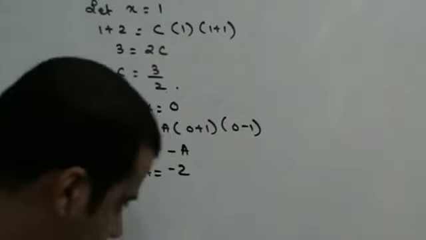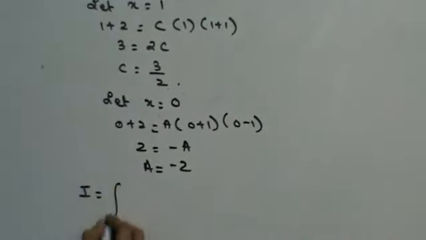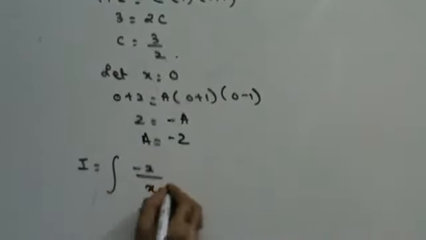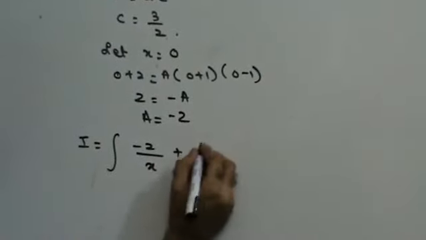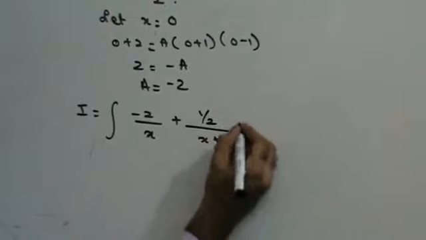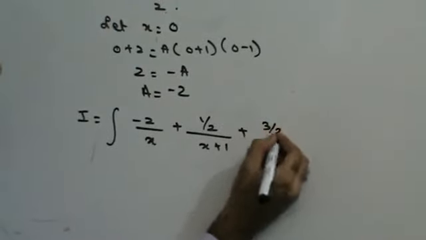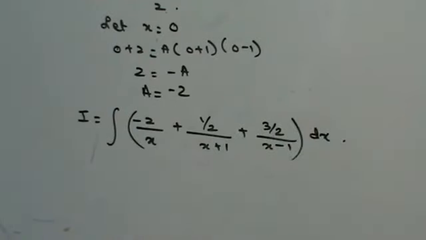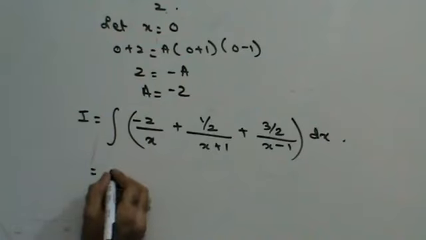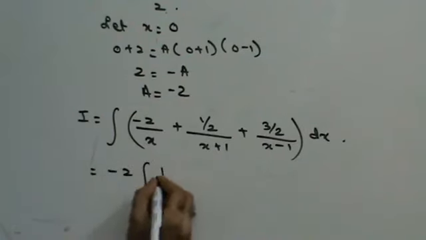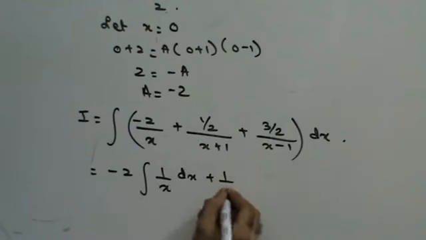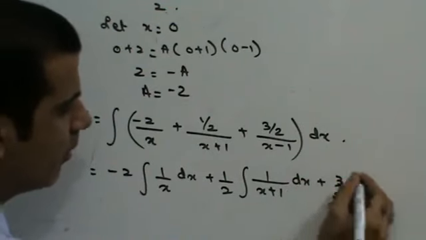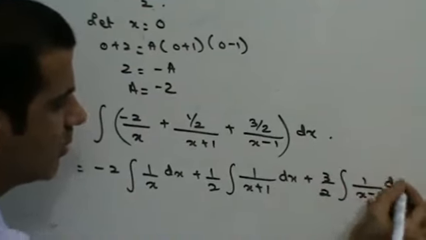Now substitute. I can say I is integral of, use your partial fraction, A upon x, so minus 2 upon x plus B, that's 1 upon 2, B upon x plus 1 plus C upon x minus 1. I am substituting the value of A, B and C. Split the integral sign, bring the constant out. Minus 2 integral of 1 upon x dx plus 1 upon 2 integral of 1 upon x plus 1 dx plus 3 upon 2 integral of 1 upon x minus 1 dx.